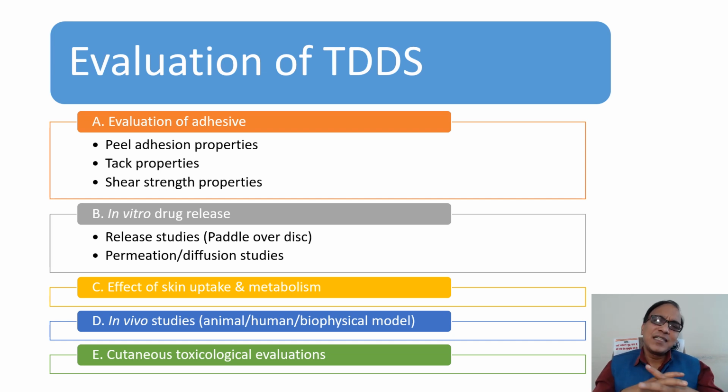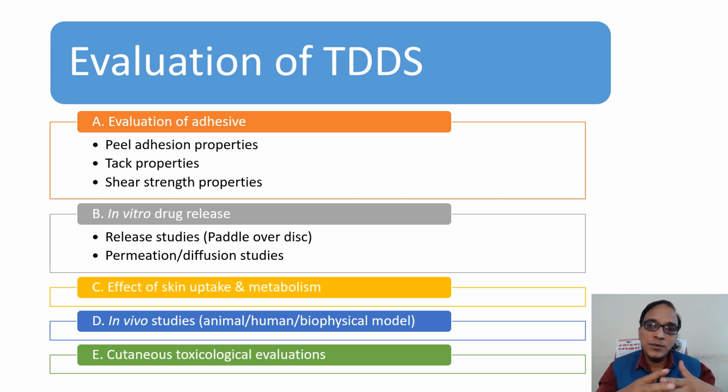Now let us discuss the evaluation of transdermal drug delivery systems. Evaluation of adhesive. First, it is classified. You can classify it in these certain classes, certain subtypes. Like first, you will evaluate the adhesive. Second, the drug release will be there. Third will be effect of skin uptake and metabolism, in vivo studies, cutaneous toxicological evaluation, and some other tests are there. Miscellaneous tests are there. So we will be taking up one by one.